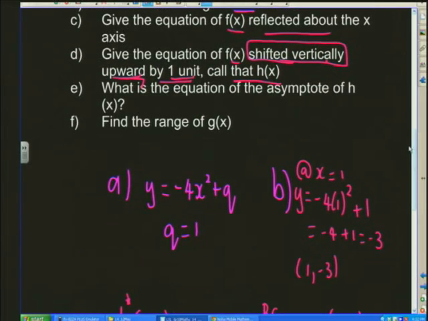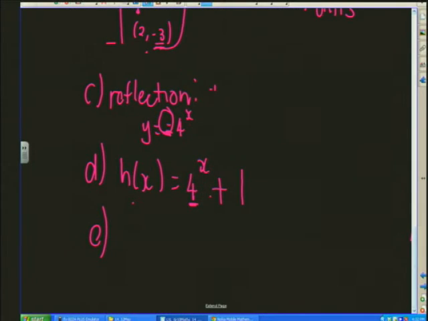2 more. What is the equation of the asymptote of h of x? So now we've got this new function h of x. We've got h of x is equal to 4 to the x plus 1. The equation of the asymptote, remember, it's always going to be y is equal to q. So y is equal to 1 will be the asymptote of h of x.